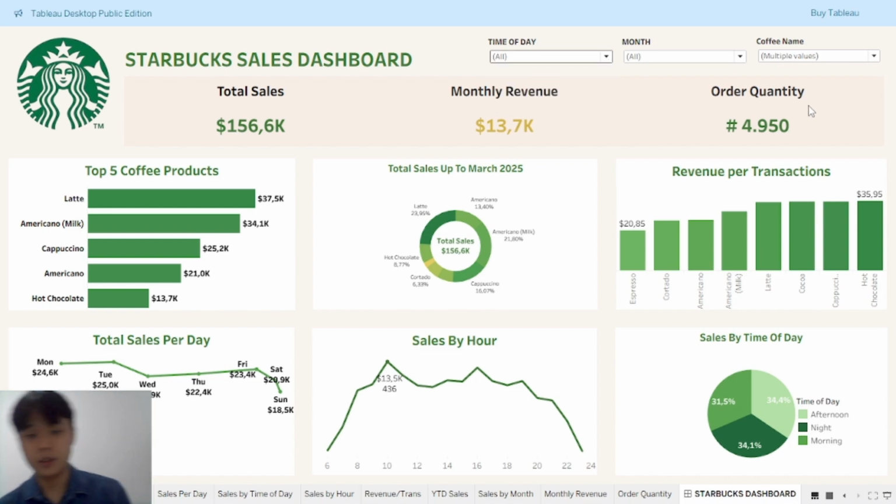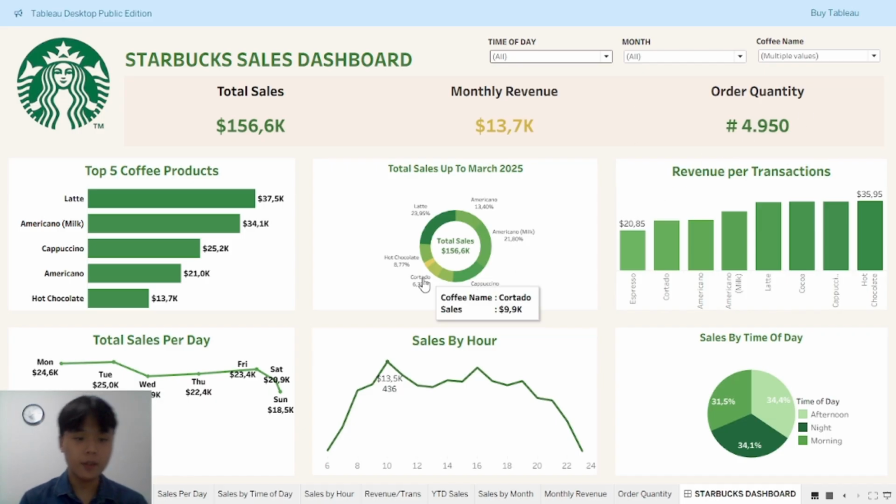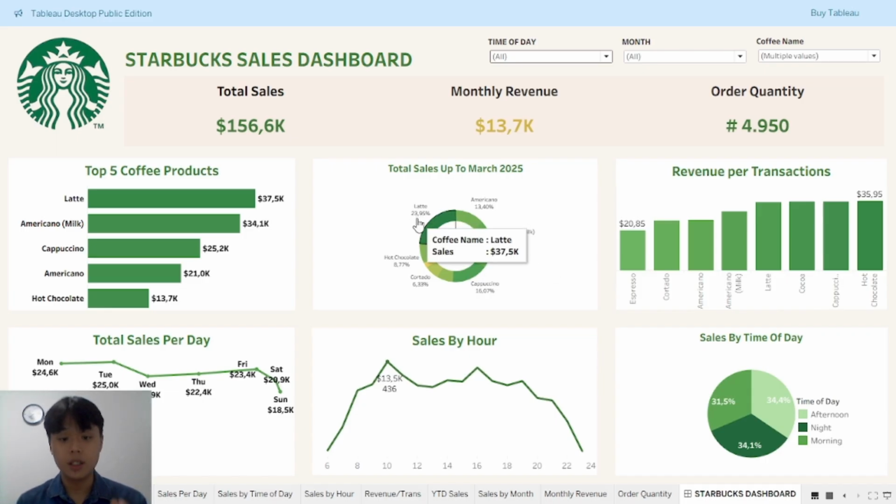And then the next one is the order quantity KPI card. So we have 4,950 total order quantity over the years. Okay, for the first graph, we have the top 5 best-selling products for our company, which is latte, americano with milk, and all of the below. And we can see from the donut chart next to it, the latte gives us 23.95% out of our total sales, and americano gives us 21.8% out of our total sales.